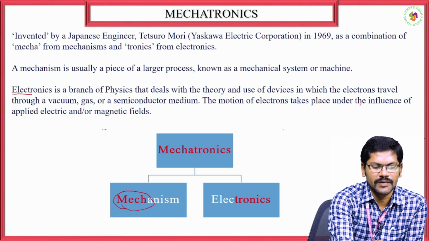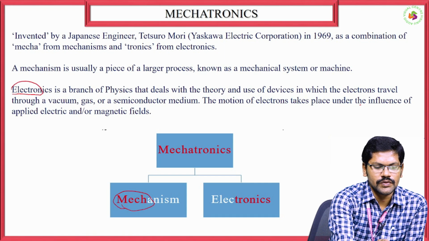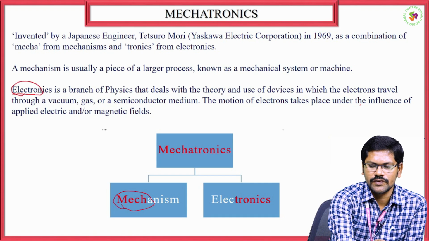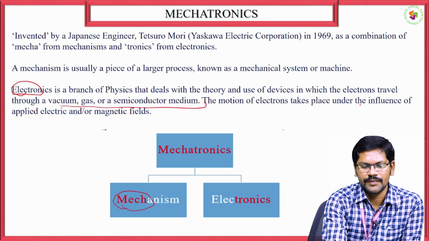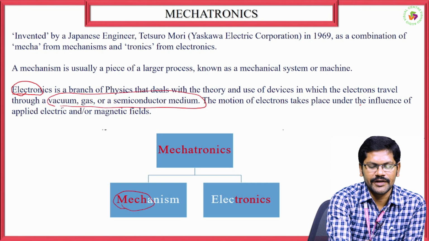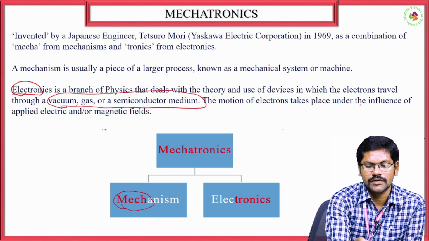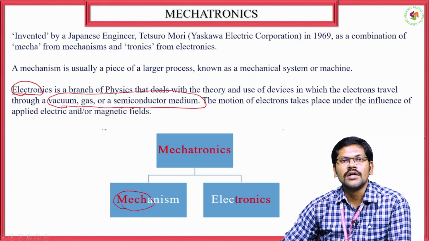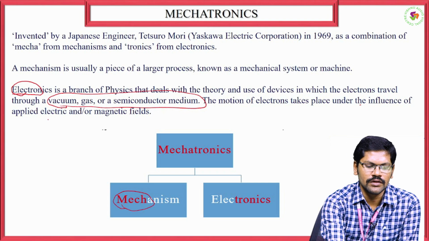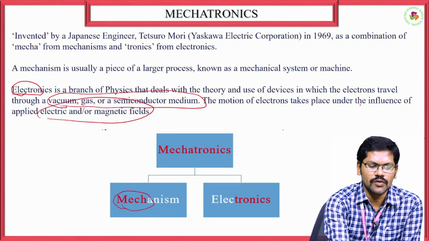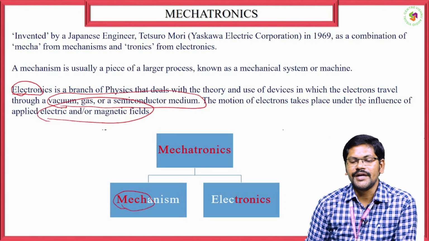So electronics is a word nothing but, like, we'll be having electrons, right? Here, the electrons will travel through vacuum, gas, water, or a semiconductor medium. As we know, semiconductors are mediums, and with these mediums the electron is going to transfer. So that's what we are discussing here. The motion of electrons takes place under the influence of either the electric or magnetic field. So that is how the electrons transfer in the mediums.